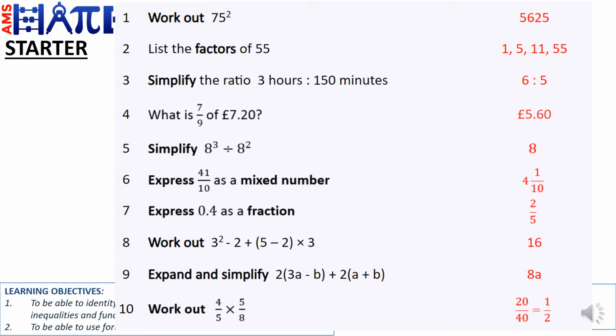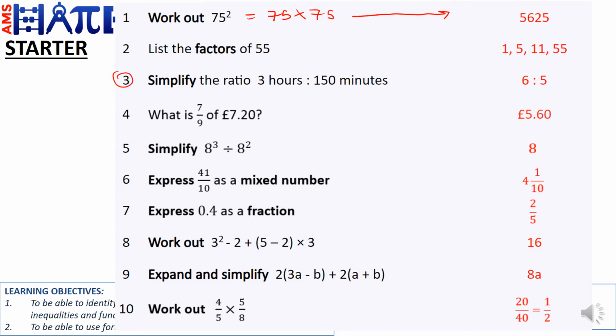Okay, before we move on, there are a few questions that I'd like to highlight. For question 1, if we want 75 squared, we'd have to multiply 75 times 75, and when you do your column method or grid method, whatever method of multiplication you use, you would get 5,625. Another question that I want to highlight is question 3.